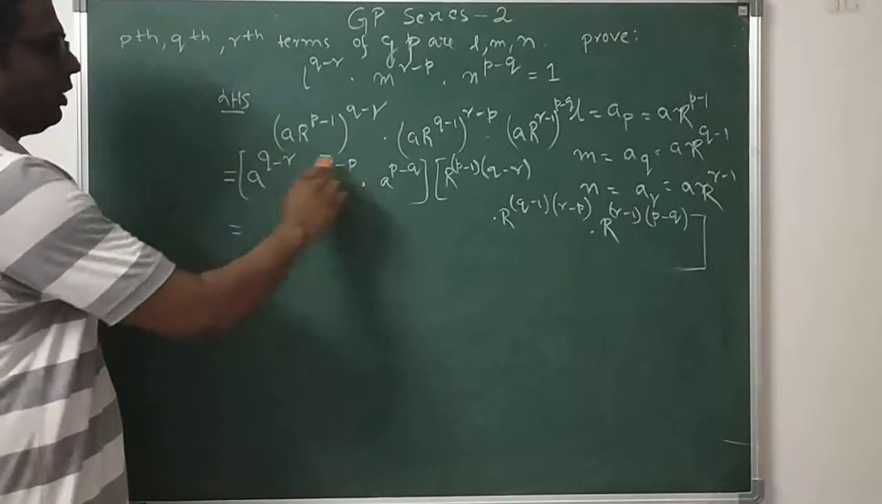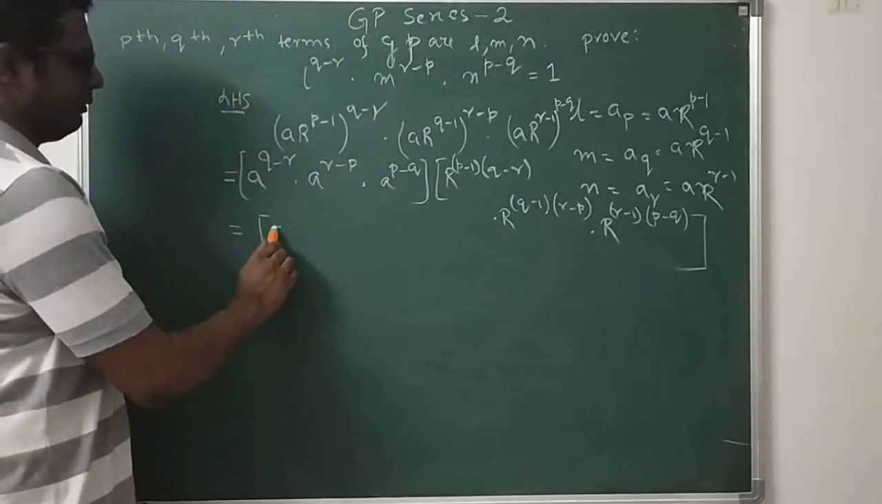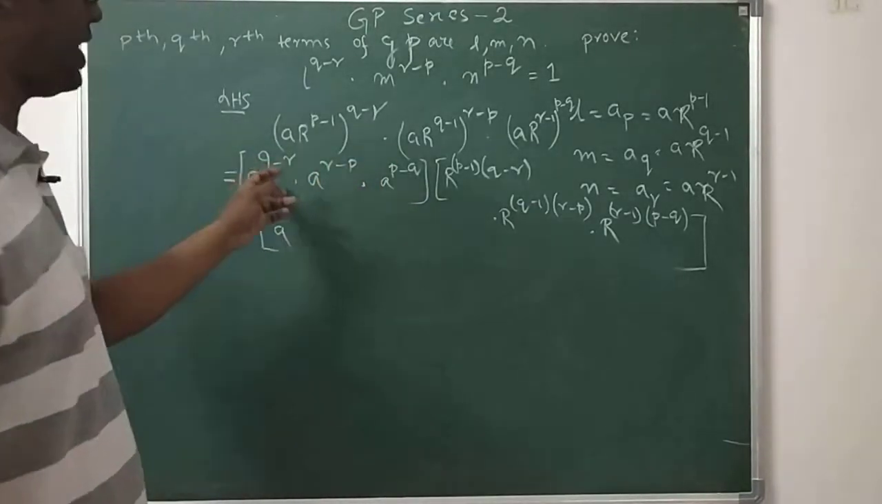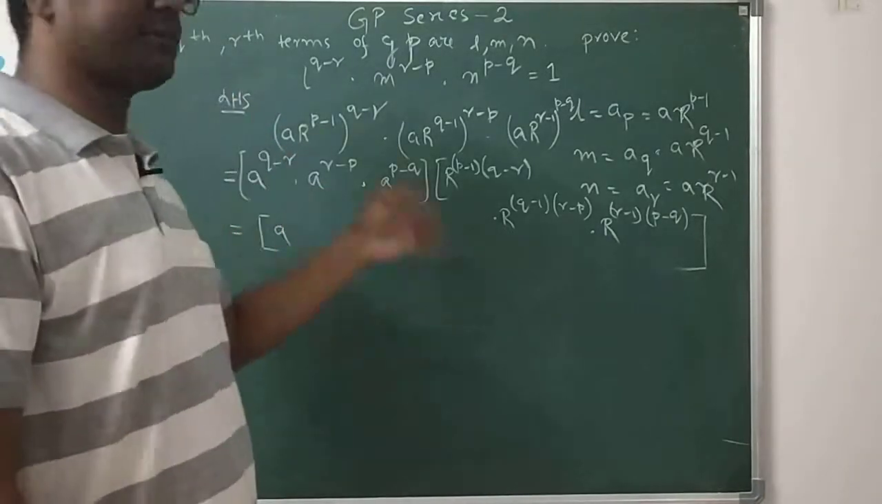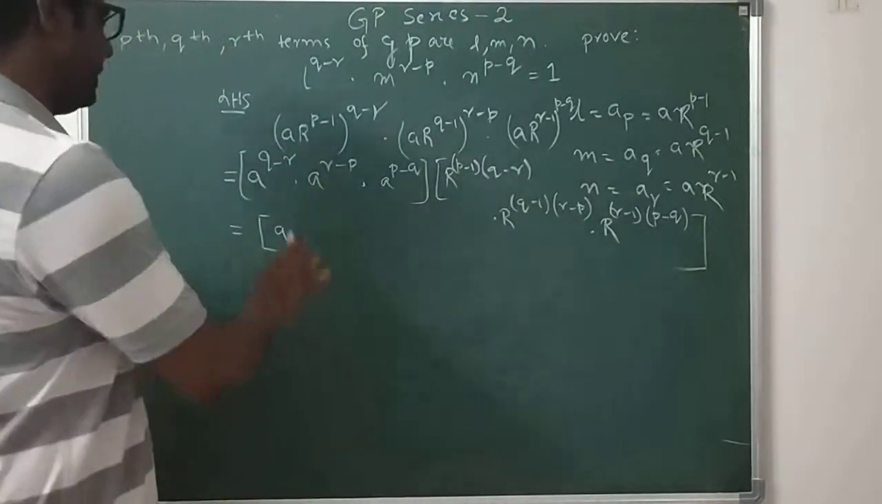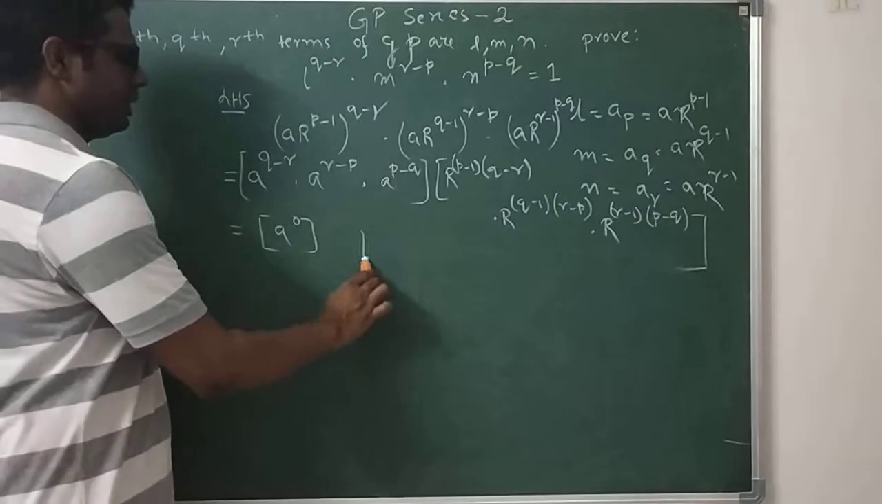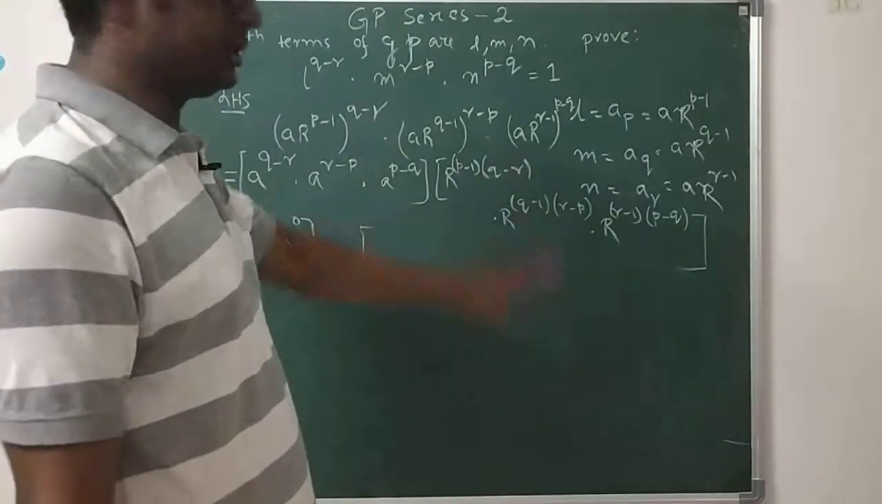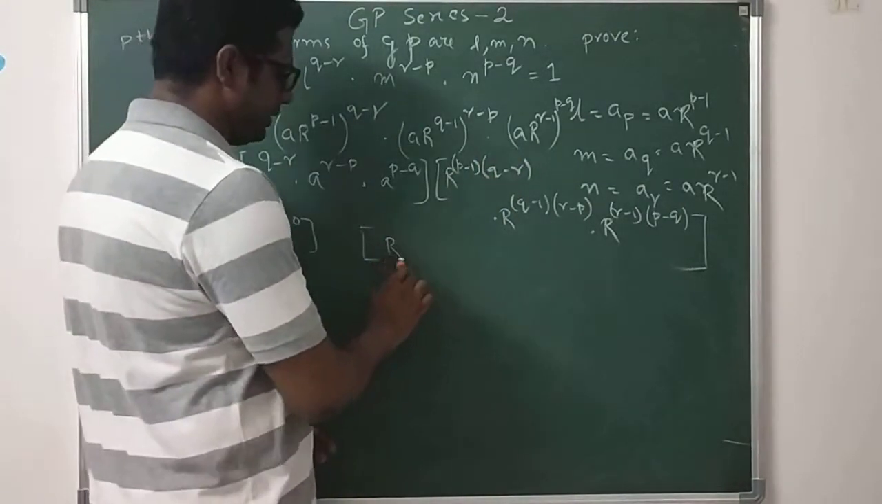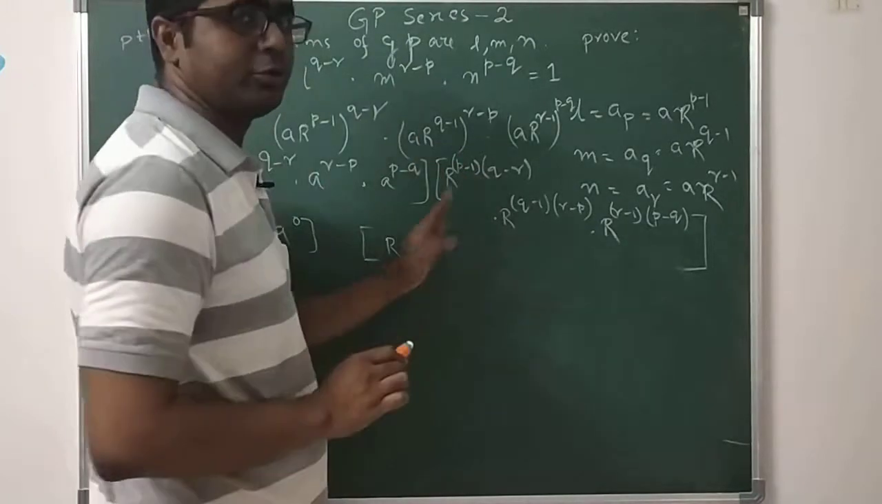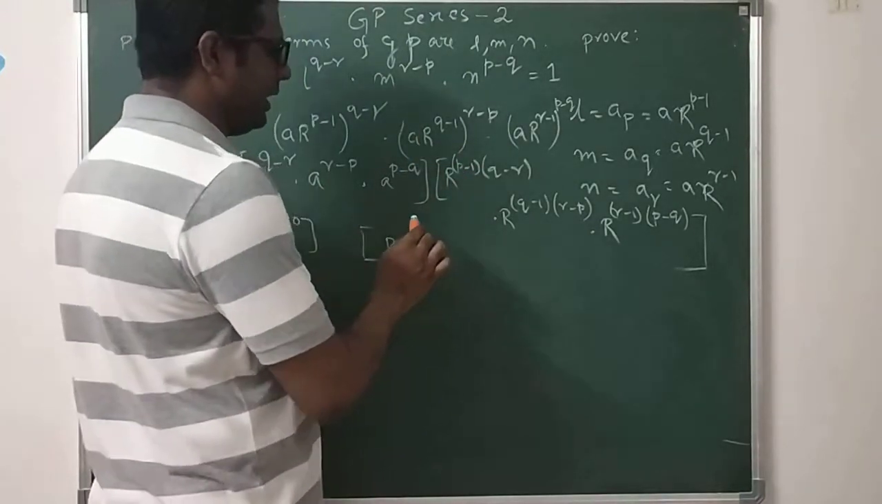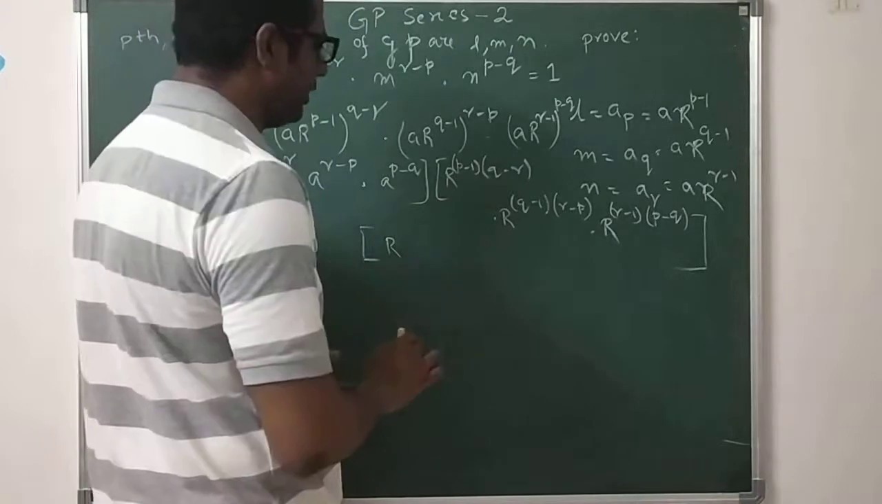Now here all this will get added and you know very well what the answer is going to be. Q minus R plus R minus P plus P minus Q, everything will cancel out and this will be a to the power 0. Here you have to multiply by yourself. I can do it, but it is better you do it by yourself because at examination time you have to do it, not me.